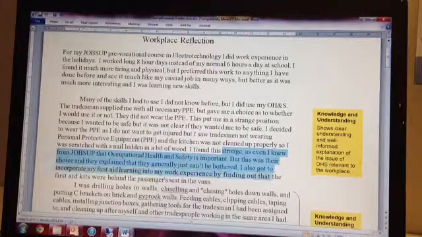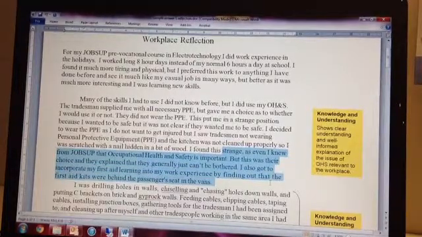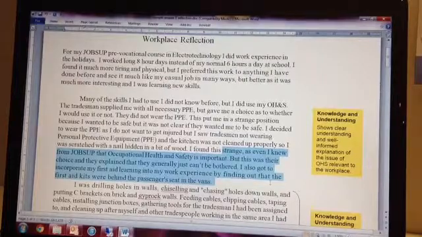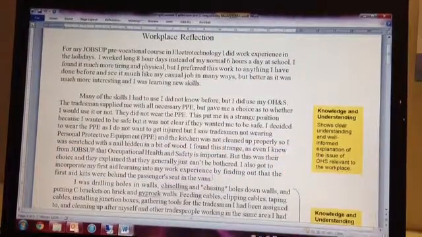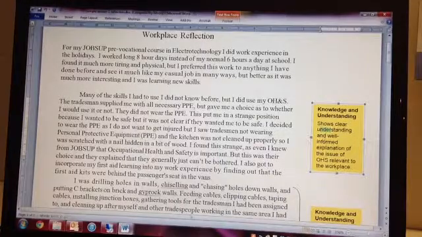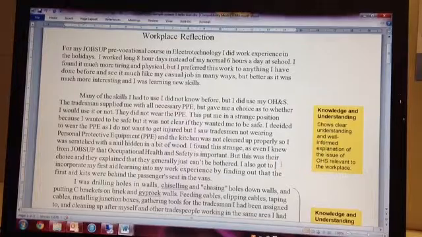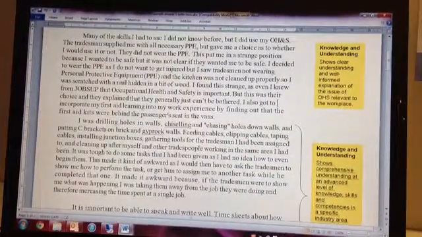I also got to incorporate my first aid learning into my work experience by finding out that the first aid kits were behind the passenger seats in the vans. So over here in the yellow box, this is where the teacher's gone. This shows clear understanding and well-informed explanation about OC health and safety. So they got an A for knowledge and understanding.